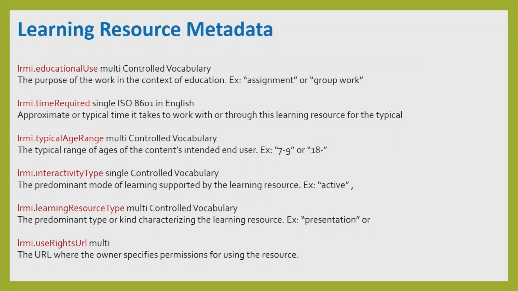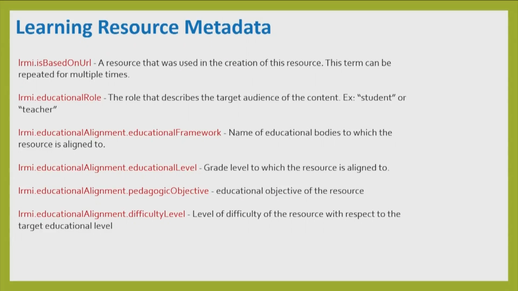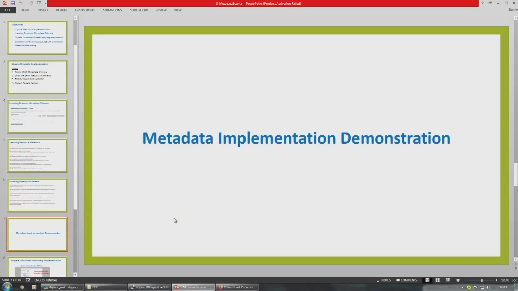Similarly, these elements are available for learning resource metadata. A few more are available, like LRMI is based on URL, or educational role, or educational alignment dot educational level, which is the grade level to which the resource is aligned. Then we can write pedagogic objective and difficulty level. These things we can implement in DSpace, as I have mentioned. So, let us go for the demonstration part of it.